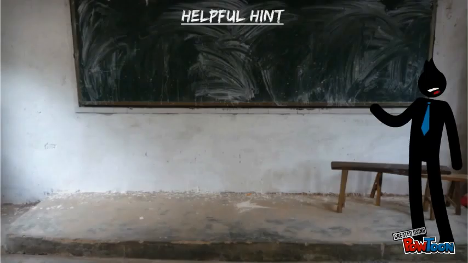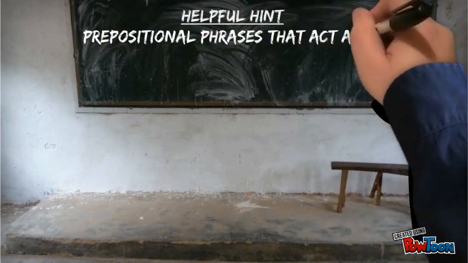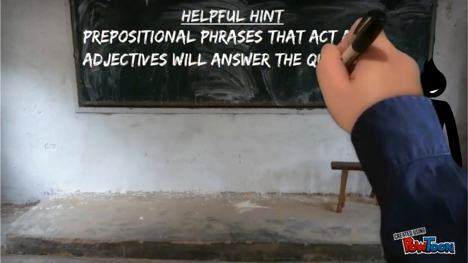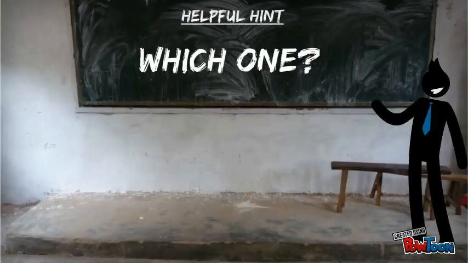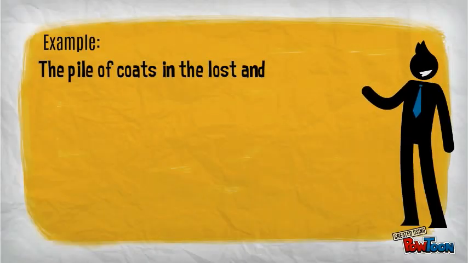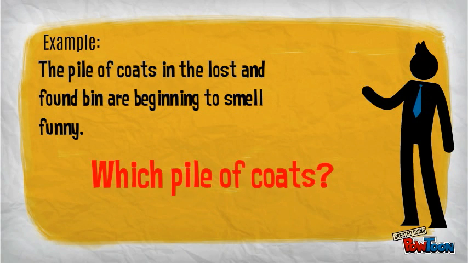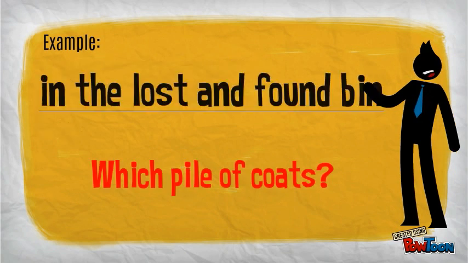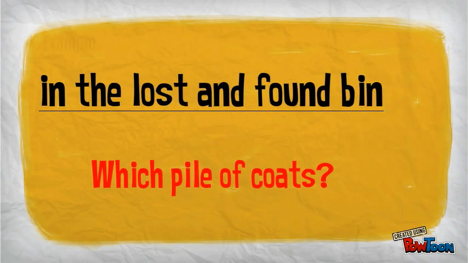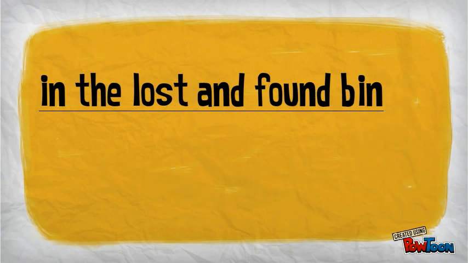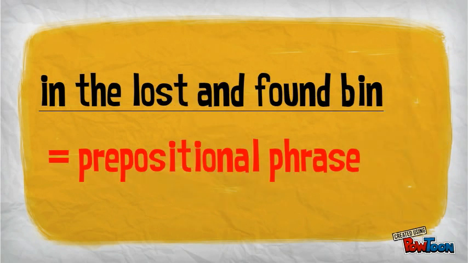Here's a helpful hint. Prepositional phrases that act as adjectives will often answer the question, which one? For example, the pile of coats in the lost and found bin are beginning to smell funny. Which pile of coats? The pile in the lost and found bin. In the lost and found bin is the prepositional phrase in this sentence.